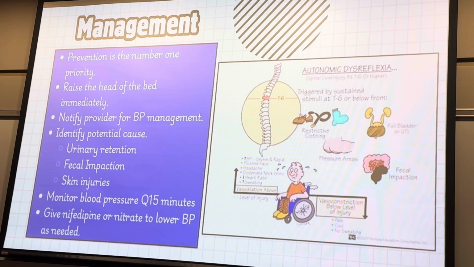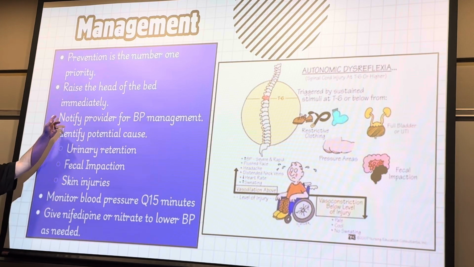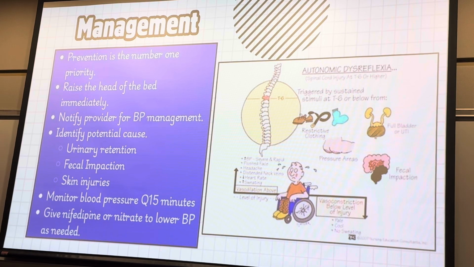But if we start to sense or think that our patient may be experiencing this autonomic dysreflexia, my first initial intervention is going to be to raise the head of the bed immediately. Why is that?